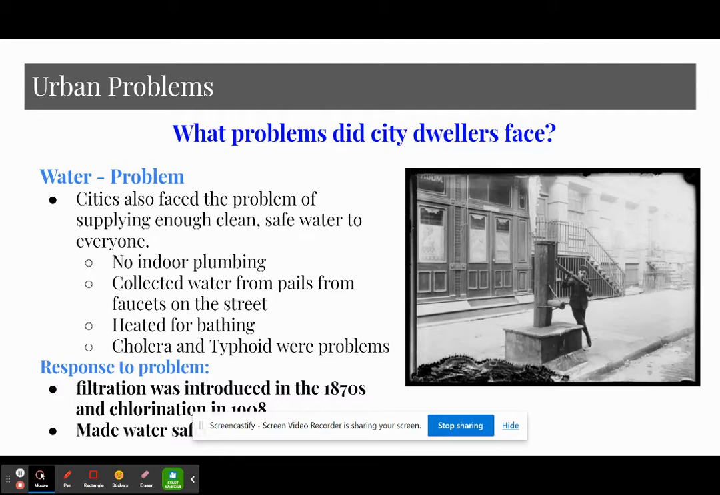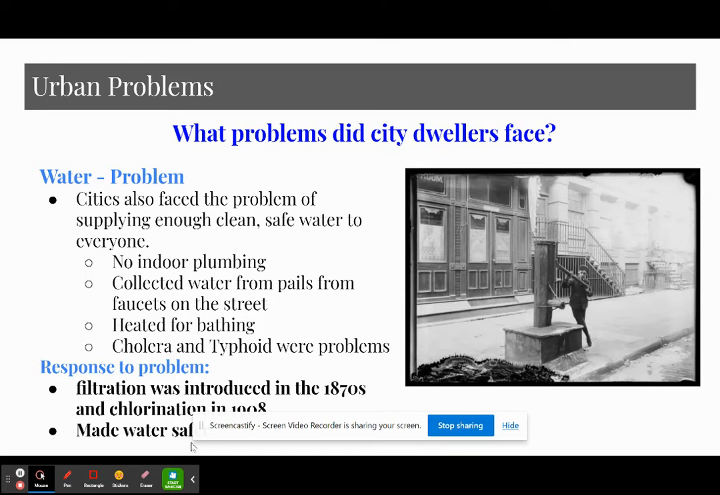Cholera and typhoid were problems. These are illnesses that come from unsafe drinking water. They can be deadly. So it was nothing to be sniffed at. It was a true problem and had a mortality rate to it.